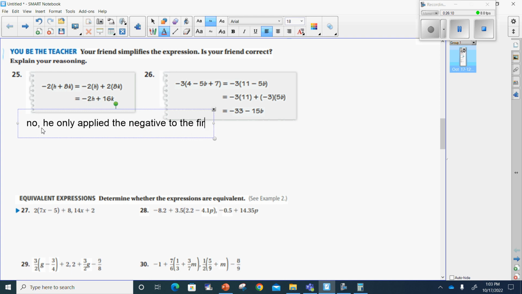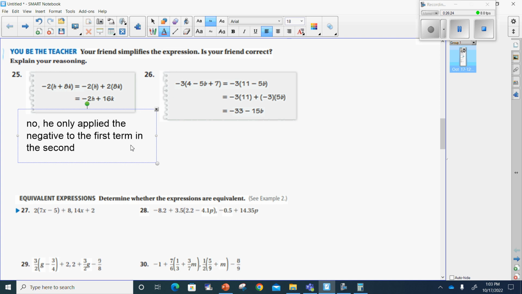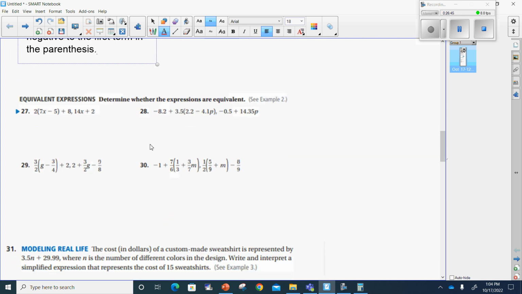to the first term in the, shrink this here a little, second, or let's see, in the parentheses. He only applied the negative to the first term in the parentheses. Okay? That's why he's wrong. Number 27 says, determine whether the expressions are equivalent.